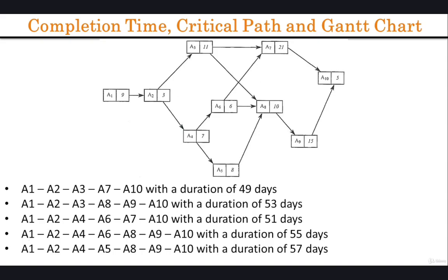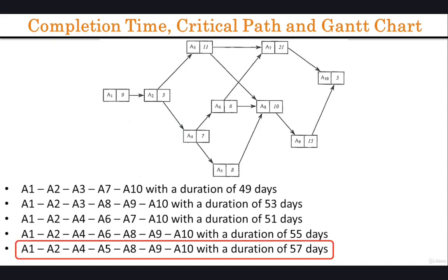The path with the longest duration is called the critical path. Its duration determines the duration of the overall project. In our case, the critical path is A1, A2, A4, 5, A8, 9, and 10, and the resulting project duration is 57 days. Note that A7, the activity with the longest duration, is not on the critical path.